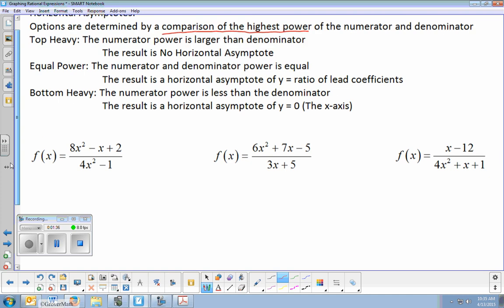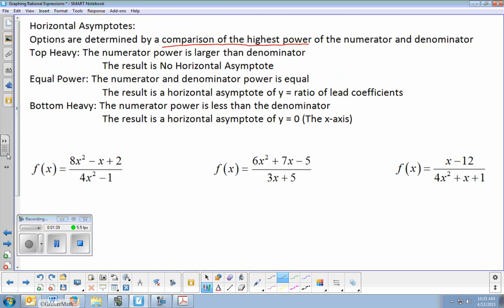All you do for a horizontal asymptote is take a look at the largest exponent in the numerator and the largest exponent in the denominator. Then there are 3 things that could happen. One could be larger than the other, or they could be the same. We call it top-heavy if the numerator power is larger than the denominator. If that is the case, the result is no horizontal asymptote. So if we look at these 3 examples, which of these is top-heavy? Well, this is my top-heavy scenario.